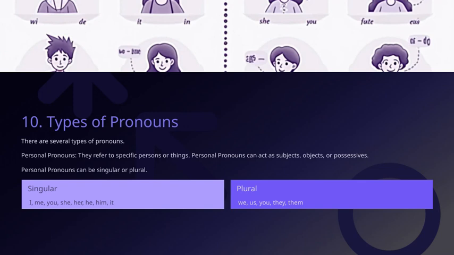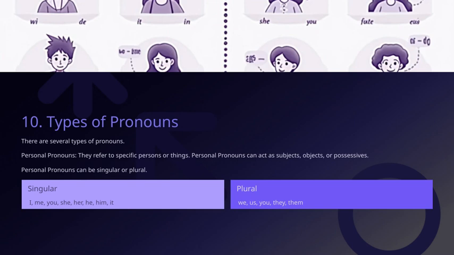These are the words we use to refer to specific people or things in our sentences. Personal pronouns are quite versatile because they can act as subjects, objects, or possessives, depending on their role in the sentence. For example, in the sentence, "I like apples," "I" is the subject. In "she saw me," "me" is the object. And in "that book is mine," "mine" shows possession.